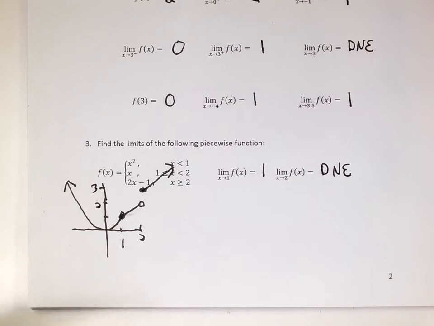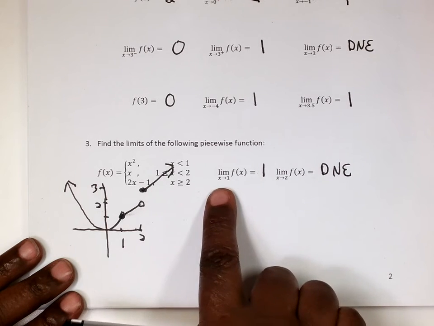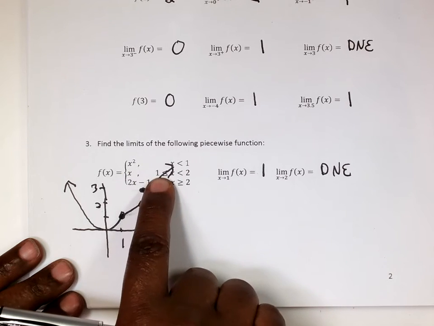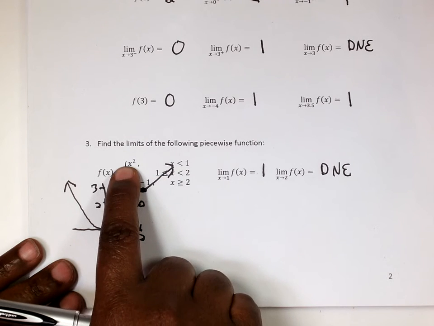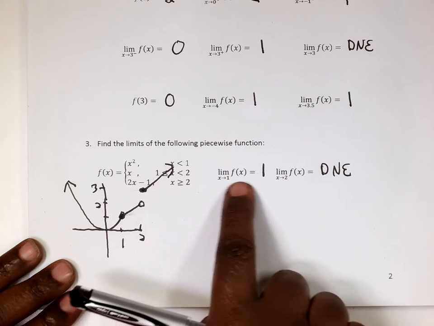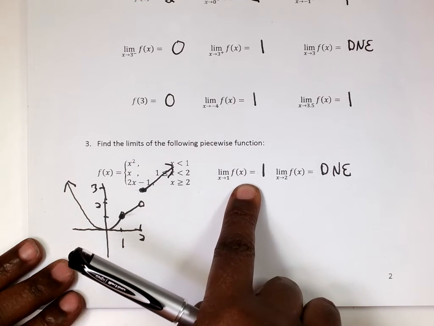So if you didn't want to graph this whole thing out, you can just look at the limit as x approaches 1. Well, you plug in 1 to this one and this one, as it's a boundary. When you plug in 1 here, you get 1 squared is 1. When you plug in here, you get 1. So without graphing it, I know that the limit has to be 1.